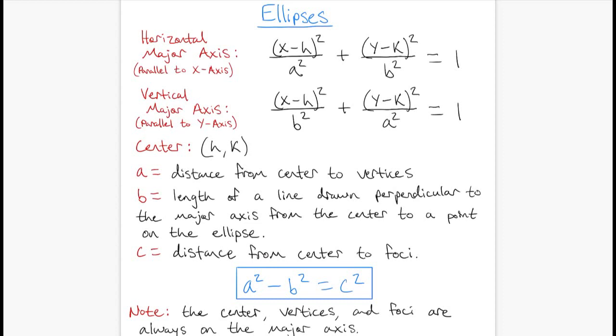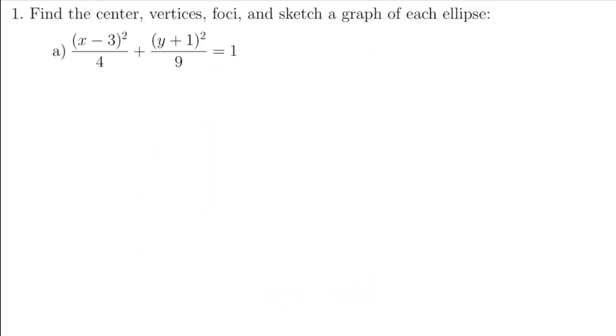Let's see if we can go ahead and put this into practice in the first example. Alright, so given this equation of an ellipse, we're going to find the center, vertices, foci, and sketch a graph. And the first thing I like to do is just see what information I can gather about this ellipse by just looking at this equation.